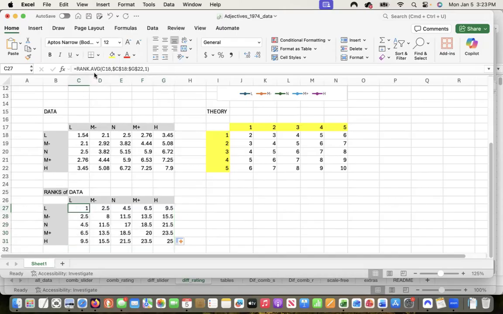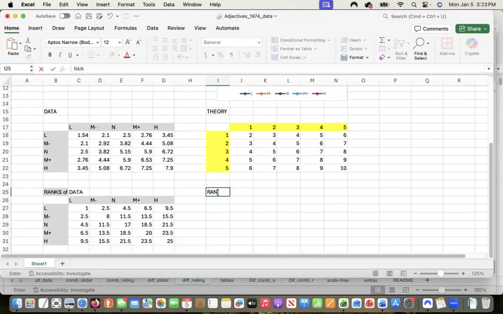So rank.avg is a function that'll, when two things are equal, it'll say, oh, these are ranks 2 and 3, and then give you 2.5 for them. So the ranks of the 2.1s are coming out as 2.5 here. And we want to do the same thing with the theory.